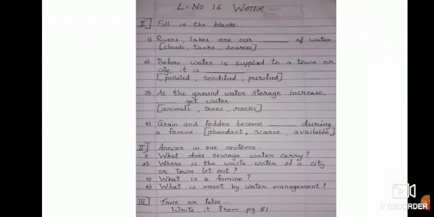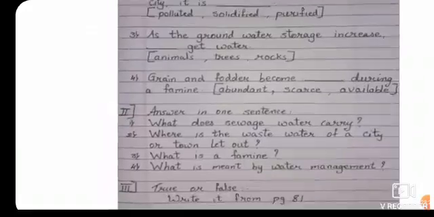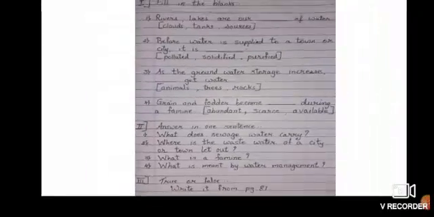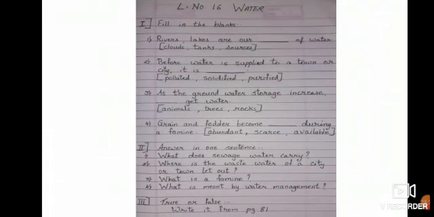Girls, I hope you understood this lesson. Here is the assignment, in which you are going to write the questions and answers with the help of this presentation or from your textbook. The third question, the true or false, is in the textbook on page number 81. There are only two true or false. You are supposed to do the same and write the questions and answers in your notebook.